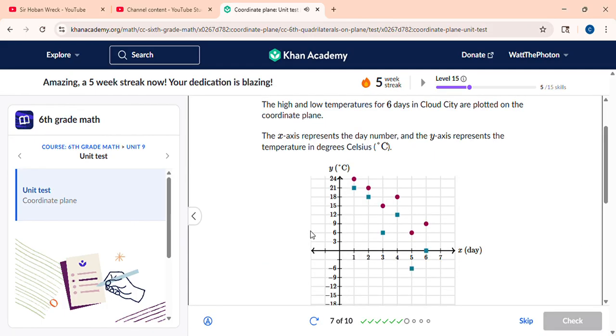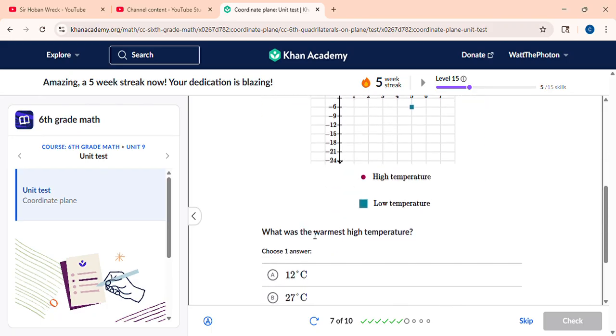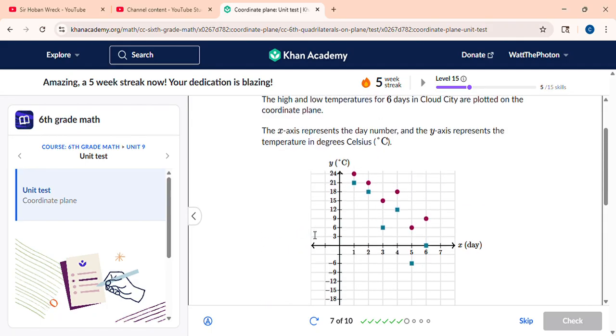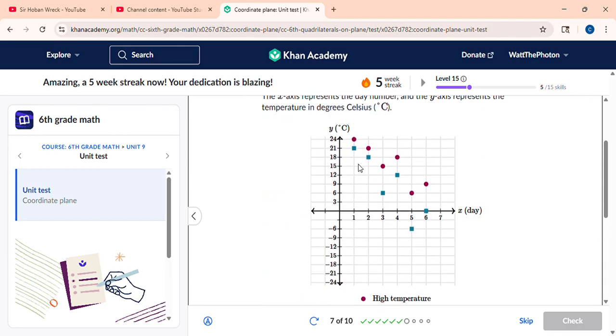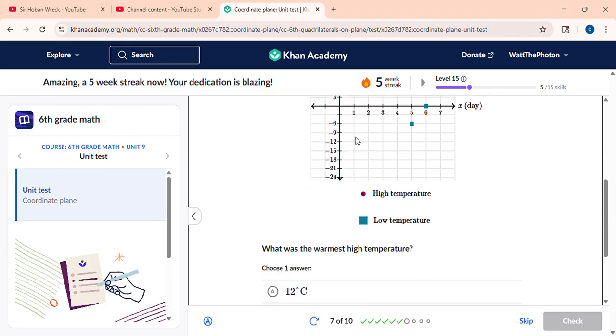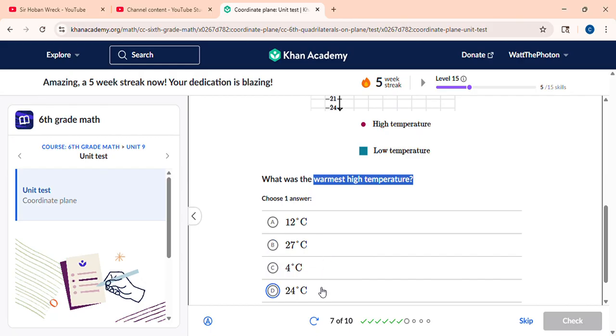There we go. The high and low of temperature for 6 days in Cloud City are plotted. The x-axis represents the daily number, and the y-axis represents the degrees Celsius. What's the warmest temperature? Day 1. Warmest high temperature. That'd be 24 degrees Celsius.